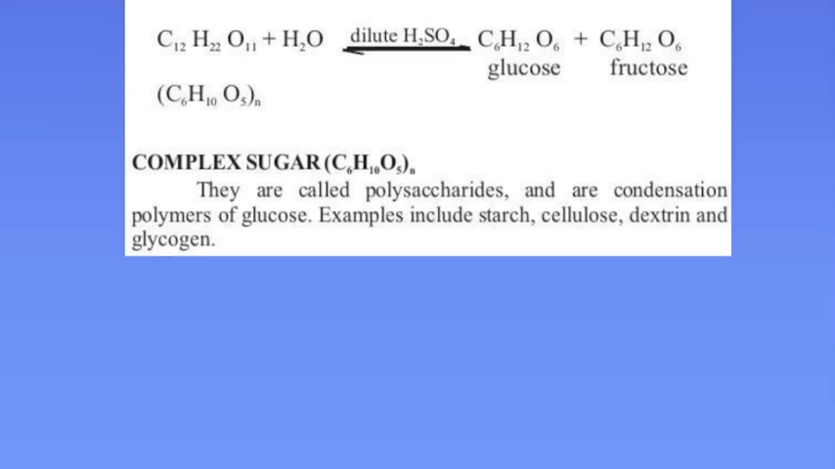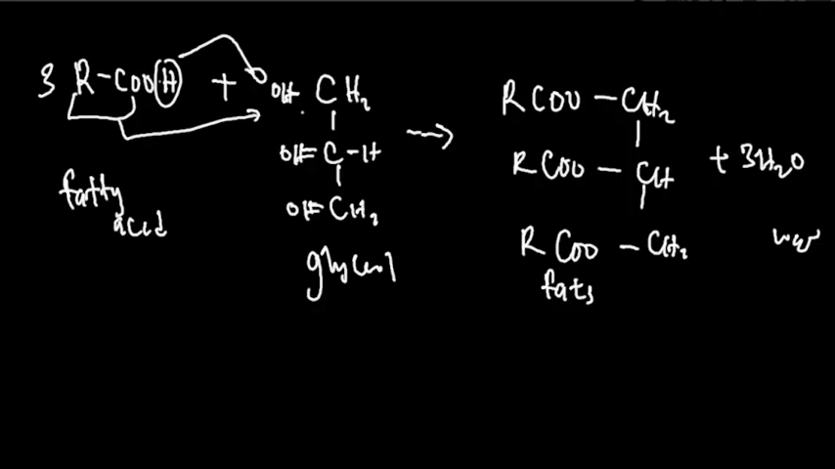Your complex sugars are referred to as polysaccharides and are condensation polymers of glucose. Examples include starch, cellulose, dextrin, and glycogen. Before we move ahead, I would like to give a list of disaccharides and the constituent sugars that produce them. So disaccharides are formed by condensation of two monosaccharides.